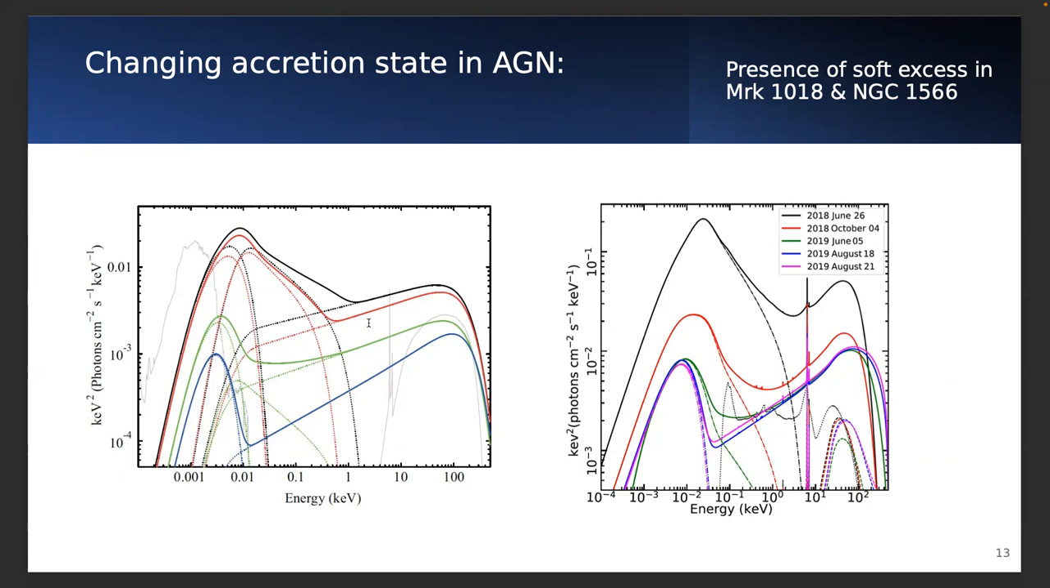Now, these are two examples of changing accretion state AGNs, where people have found the presence of soft excess when it was highly luminous or the accretion rate was higher. And when the accretion rate was lower, this soft excess part was gone. So these are the examples of changing accretion rate or state AGNs.